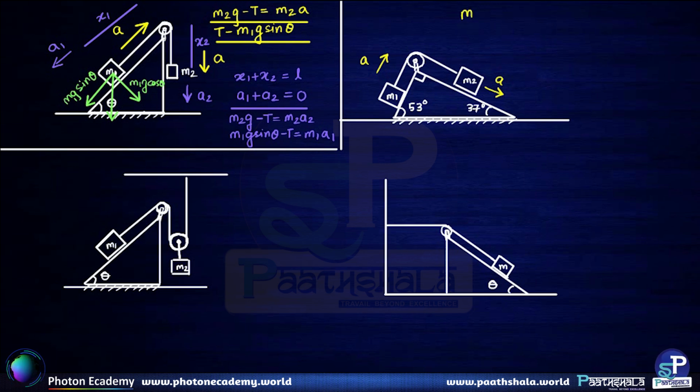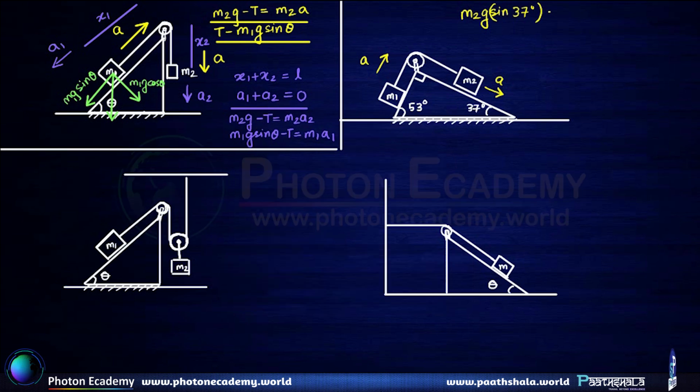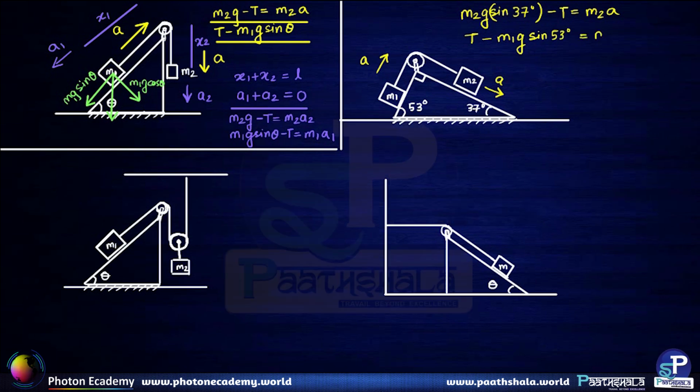So we can write down m2g sine 37. Sine 37 happens to be 3 by 5, which should be known to the listener. So m2g sine 37 minus T is equal to m2a. Similarly, T minus m1g sine 53 is going to be equal to m1a. So using these two equations, you can find out the expression and the value for acceleration as well as tension.